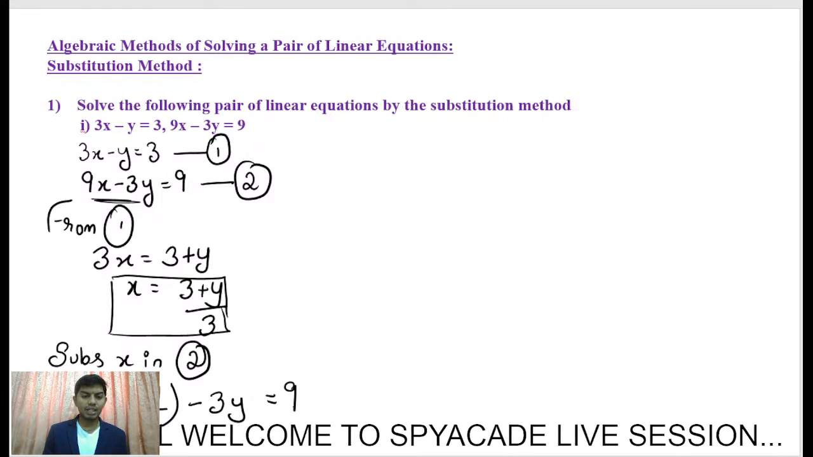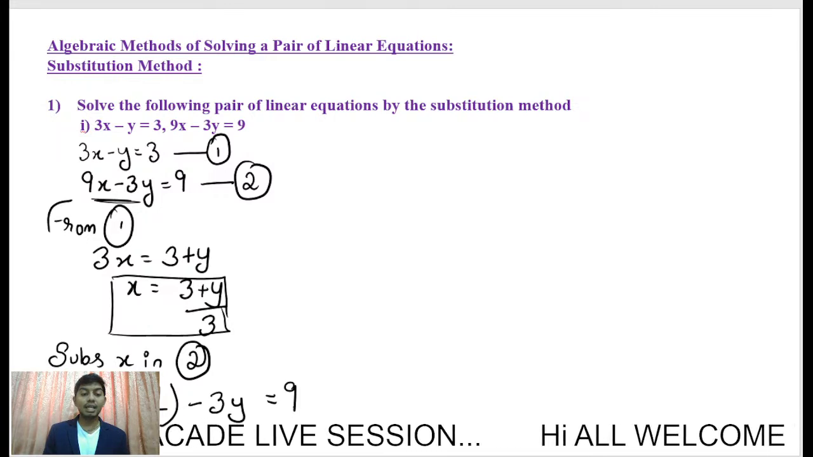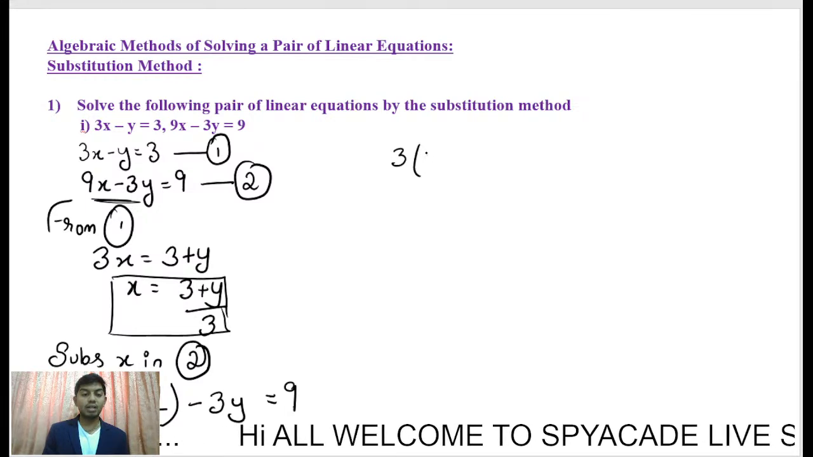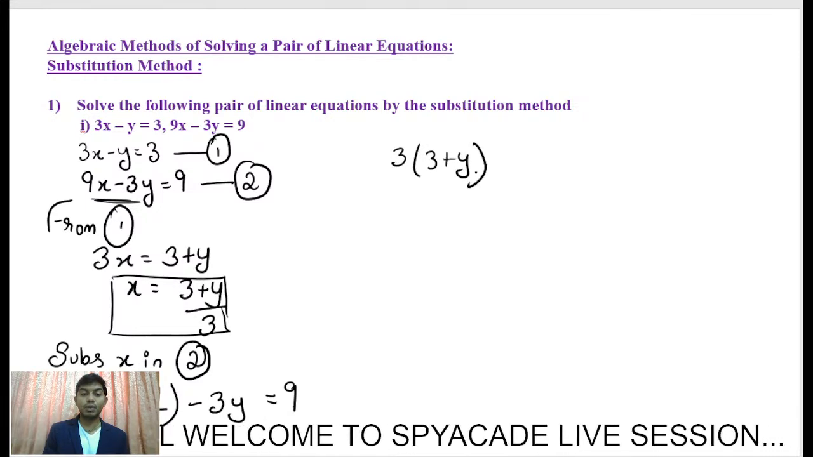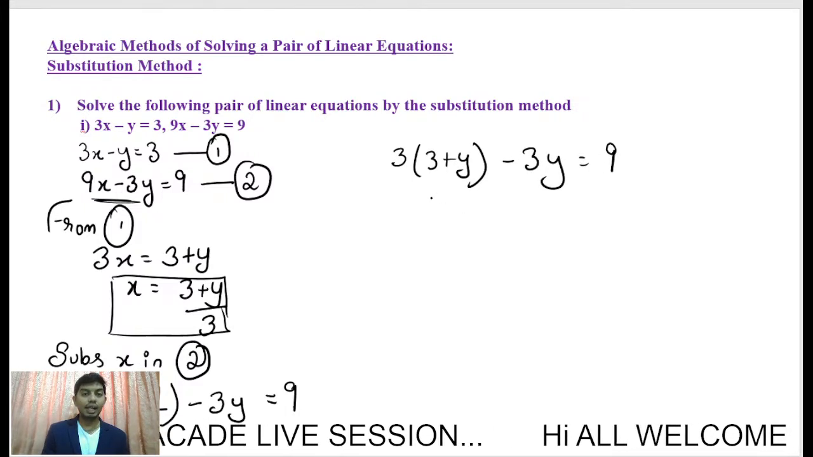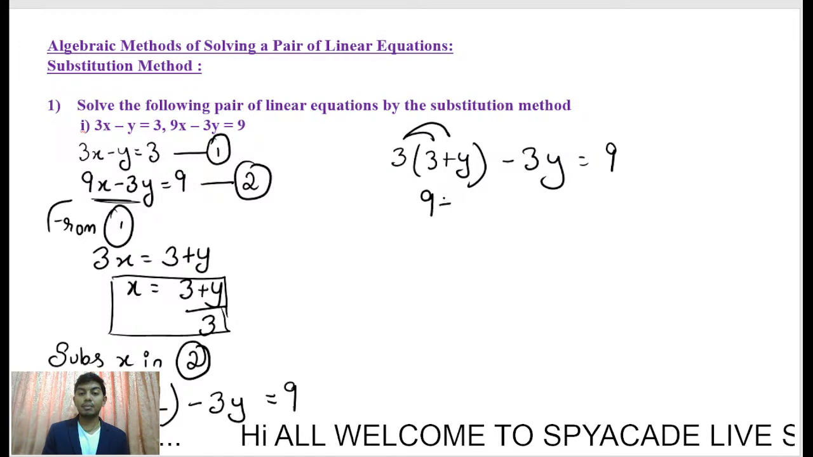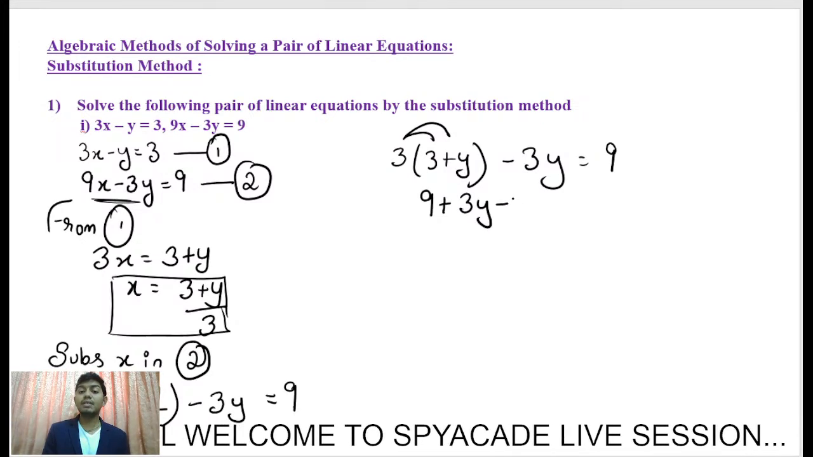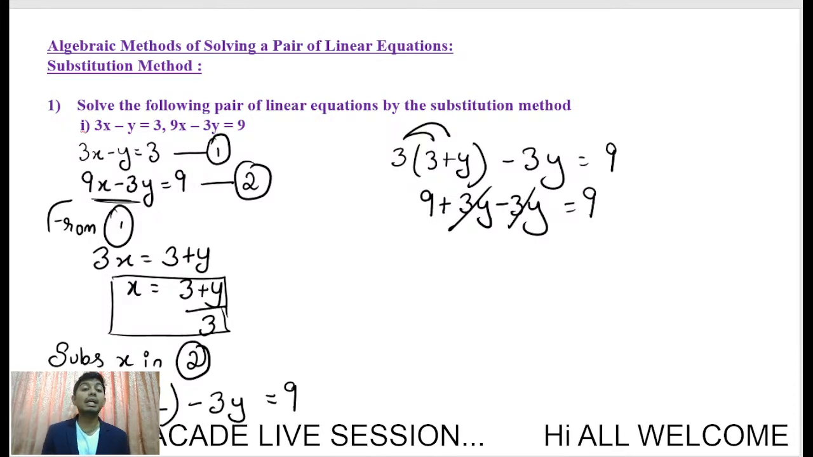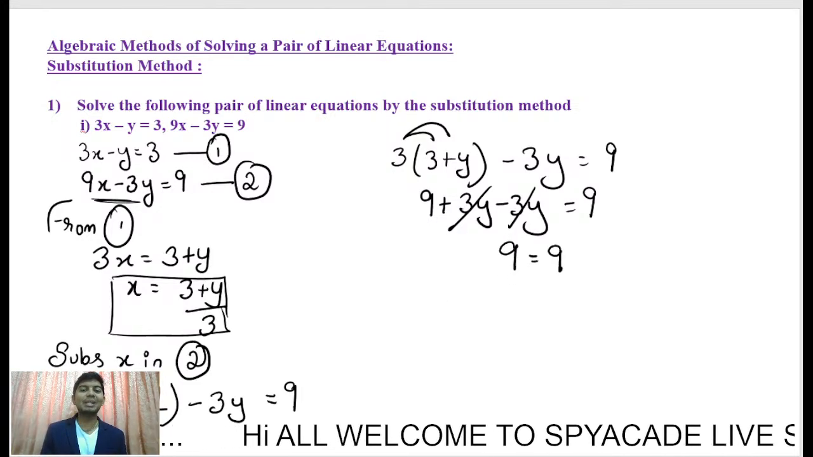Now I believe you can cancel this. 1 3 is 3, here 3 times. And then you can multiply this 3 inside. I'm writing here 3 into (3 plus y) minus 3y is equal to 9. Now you just multiply this 3 inside. What will happen? 3 3s are 9 plus 3y minus 3y is equal to 9. So plus 3y and minus 3y will get cancelled. And then here we got 9 is equal to 9.